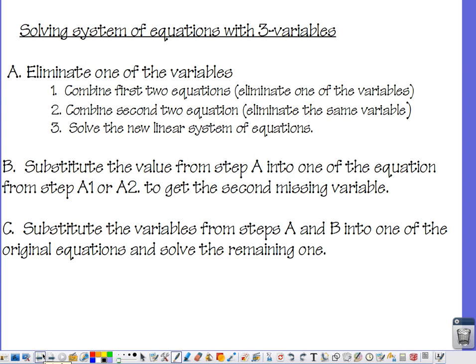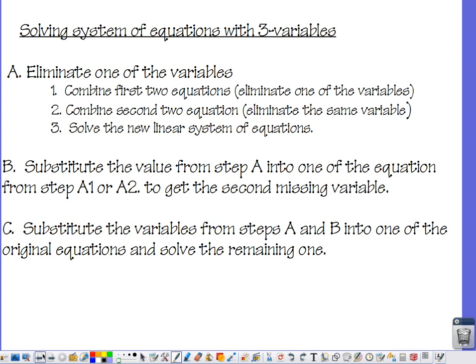So basically, you've got an x, a y, and a z in all of the equations, and you need to decide which variable you're going to eliminate. Okay, you can combine any two equations, then you're going to combine a second two equations, eliminating that second variable. Because our objective is, we have three variables. We're going to eliminate one of them, get it down to now two variables.